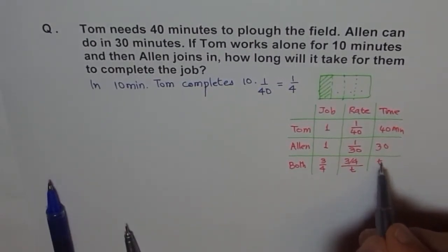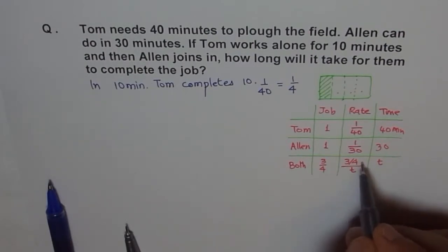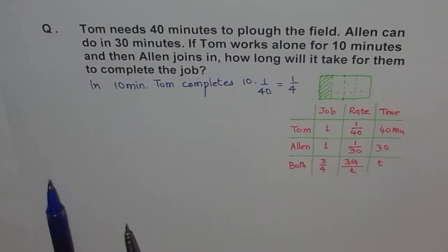Let's say t is the time taken. So if t is the time taken, then 1/t is the rate. And how much job are they doing? Not the whole job together. 3/4 of the job they are doing together, right? So that's another way of looking at the same problem.